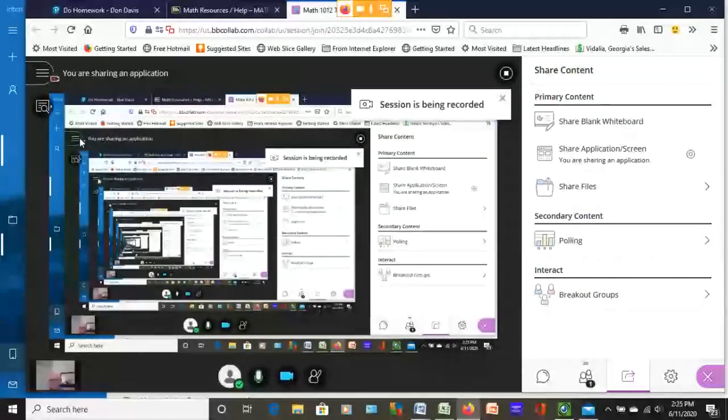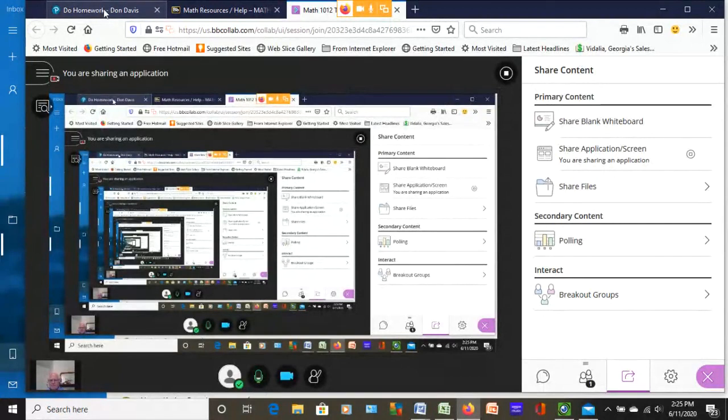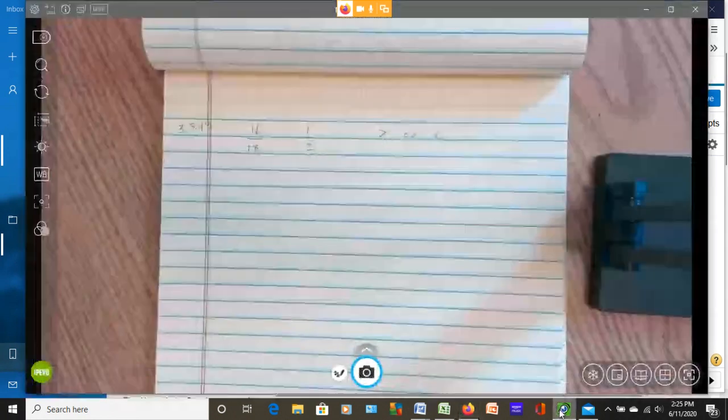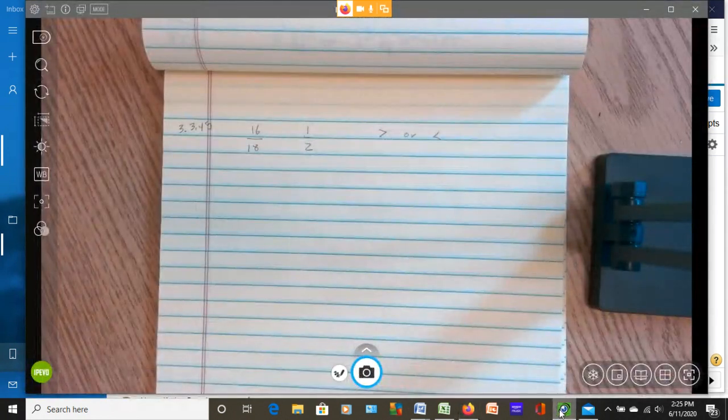Okay, this video is chapter 3, section 3, and here it is on Math Excel, the problem. Notice what they're asking us to do is compare these two fractions. Compare 16/18 with 1/2. And notice the symbols that are used there, less than or greater than. And I've jotted this one down on the pad, so let's look at it quickly here. Won't take long, I don't think.